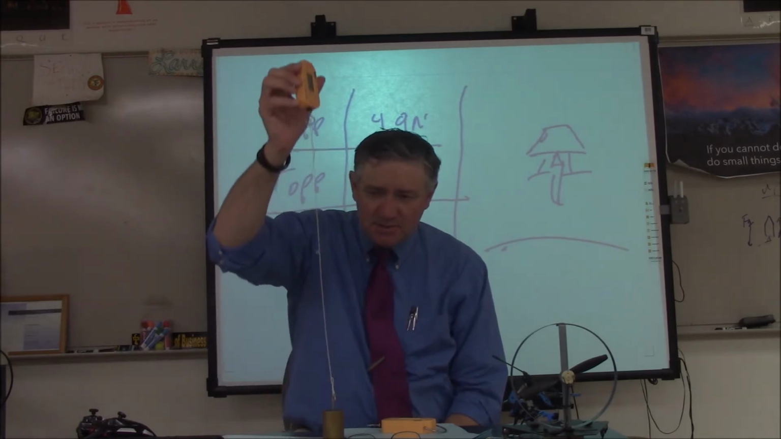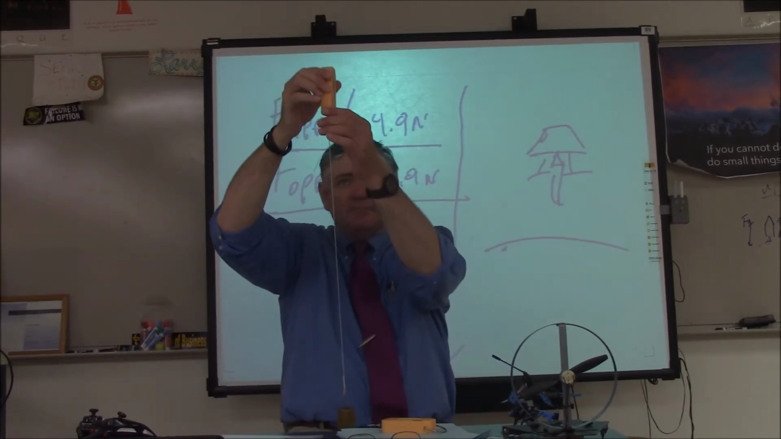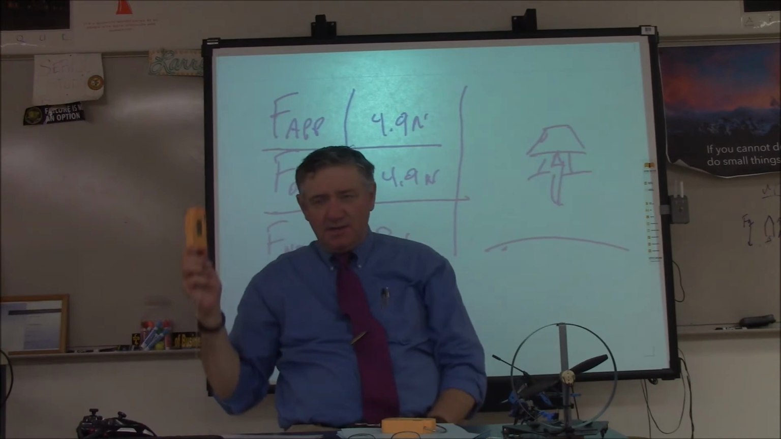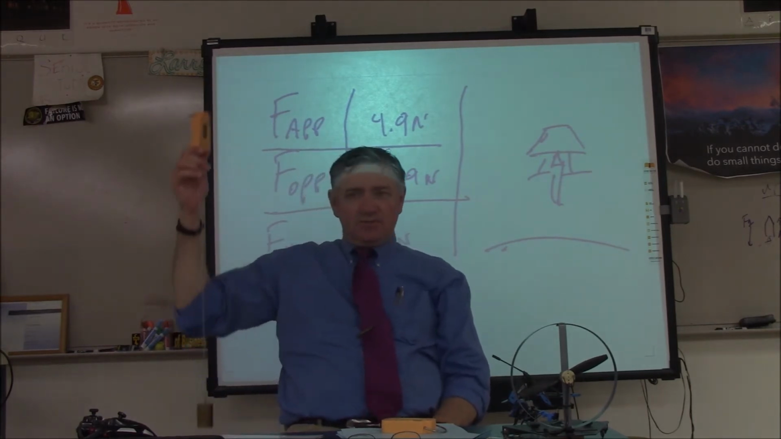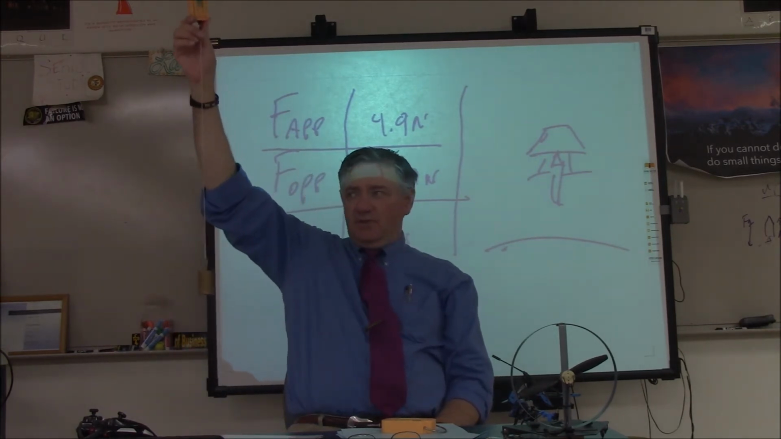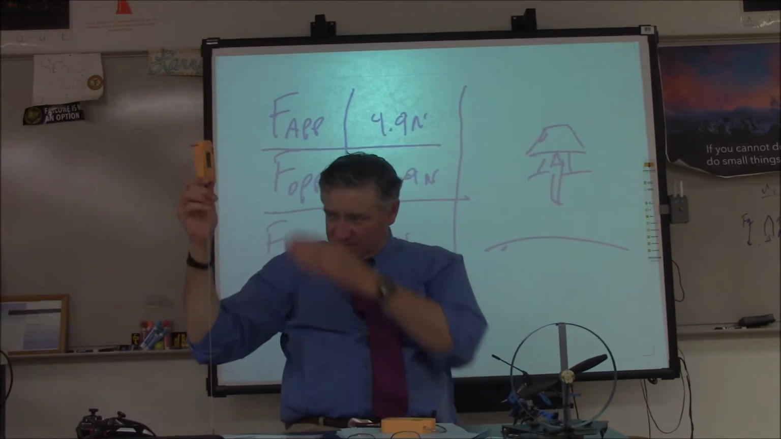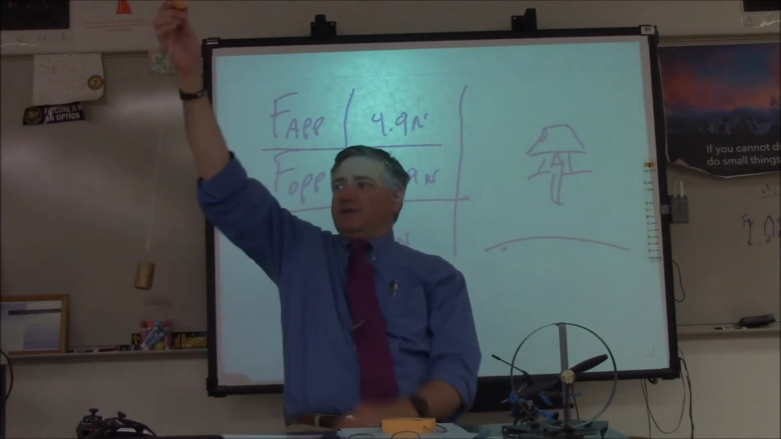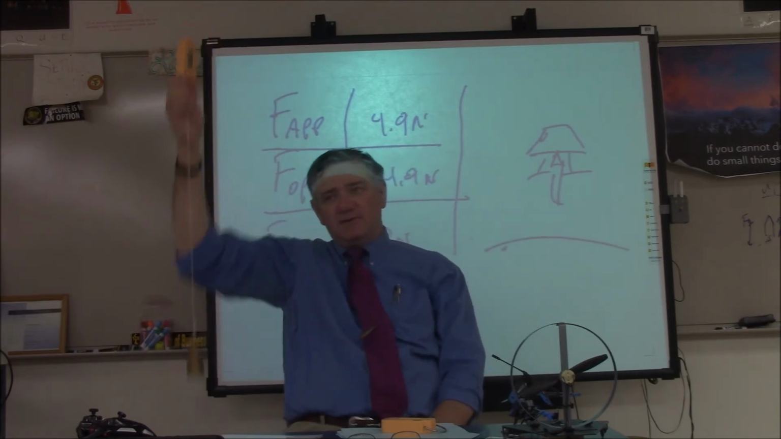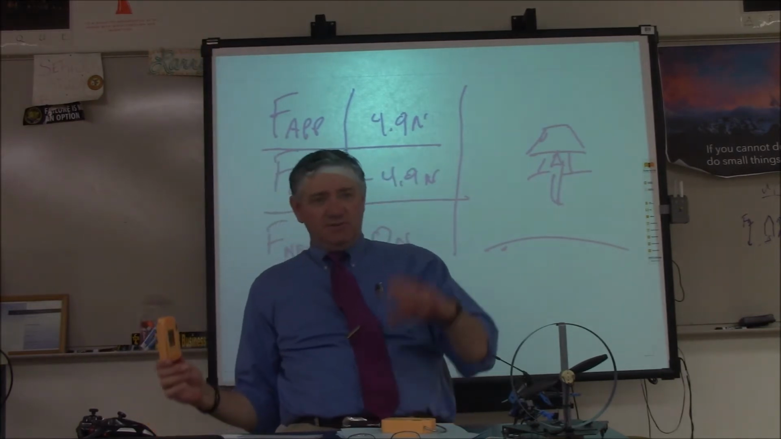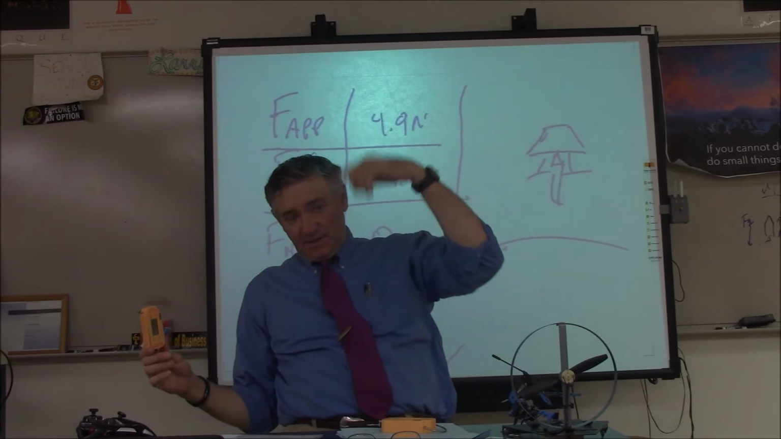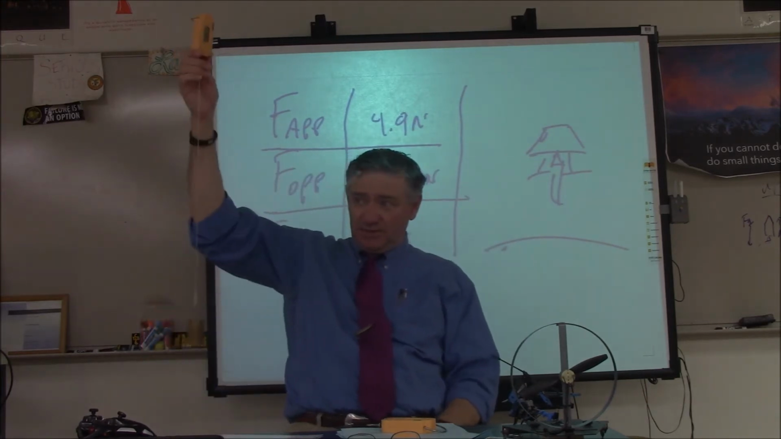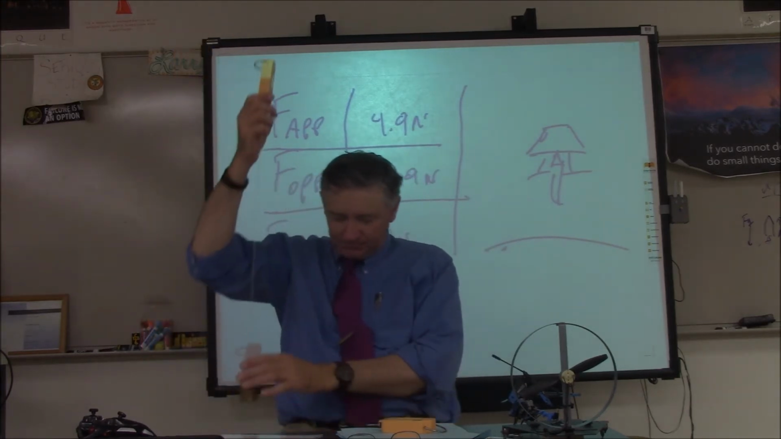Now, what you do is you're going to hold it up, and then you're going to move it up at a constant velocity, and you're going to move it down at a constant velocity, so imagine this is like an elevator. And then you're going to accelerate it upward, and then you're going to accelerate it downward. So you can have constant velocity up, constant velocity down, accelerated upward, accelerated downward.